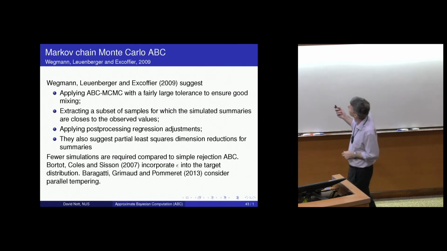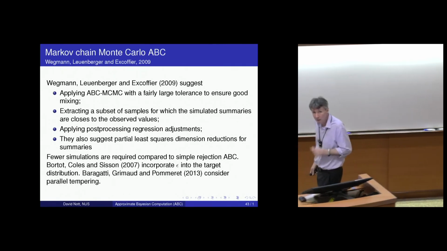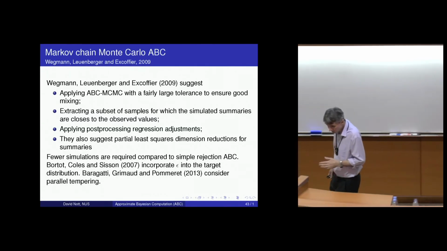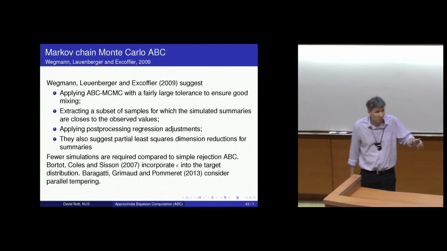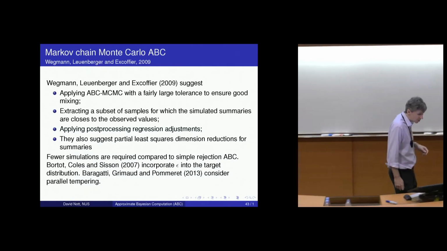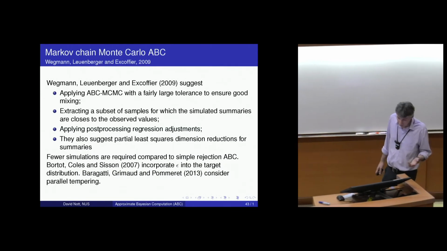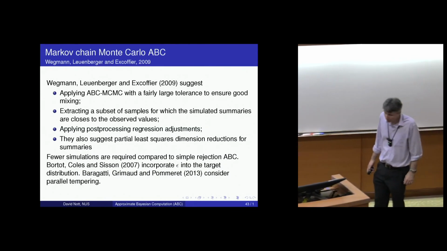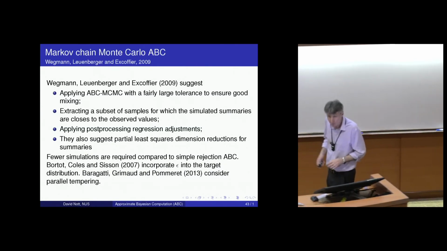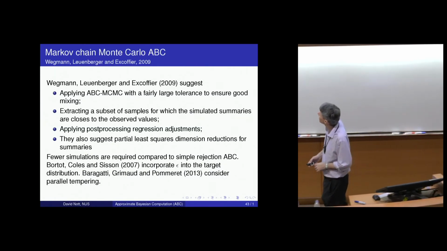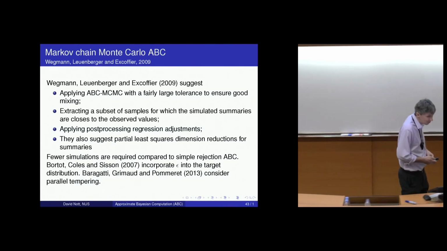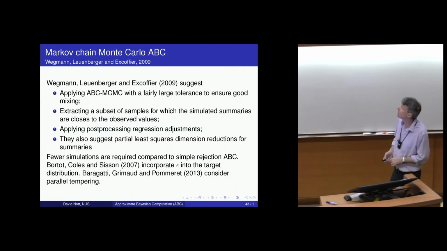And then people have considered other things like parallel tempering, which is a natural idea. If the mixing depends on epsilon, why don't you have a sequence of target distributions with different epsilon? For big epsilon, you can make big steps in the space, and then those values can be swapped down into lower temperatures. That probably doesn't mean much if you don't know what parallel tempering is, but that's one way to get around the problems with mixing of ABC MCMC methods.